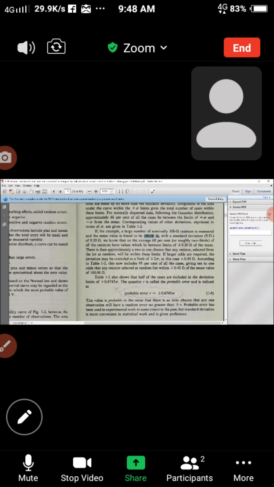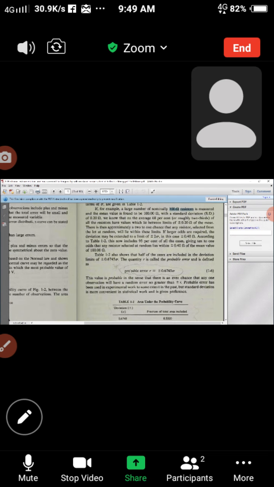So 0.20 is a standard deviation. We know that on average 68% of all the resistors have values which lie between plus or minus 0.20 ohm of the mean value, that means plus or minus 1 sigma. I gave you the same example of 100 volt voltage I have taken for 100 ohm resistors. Keep in mind.